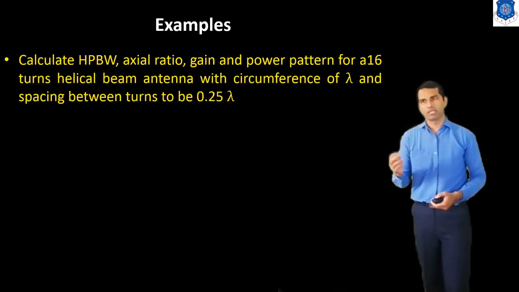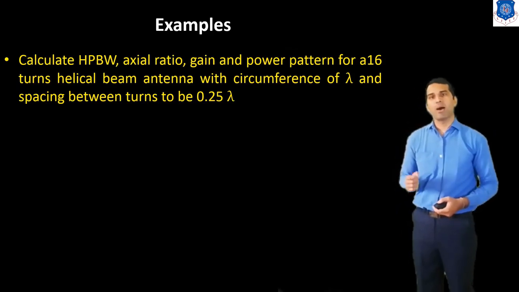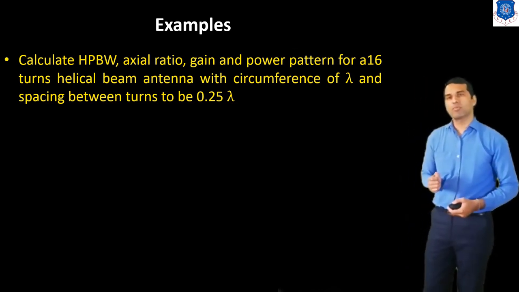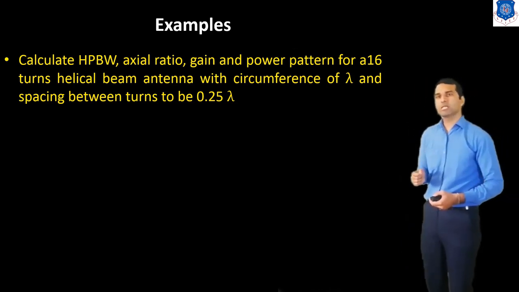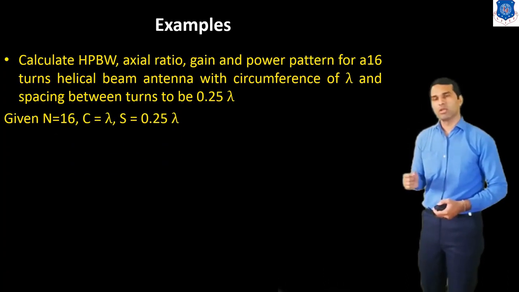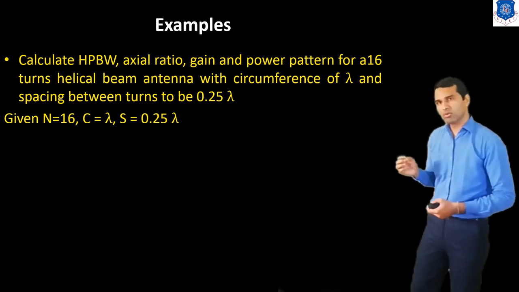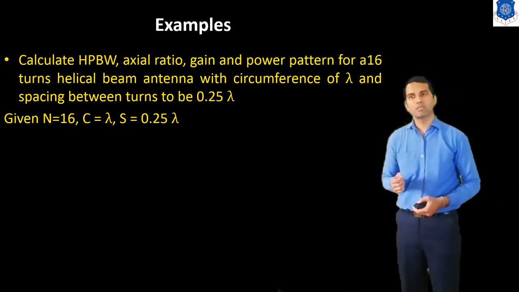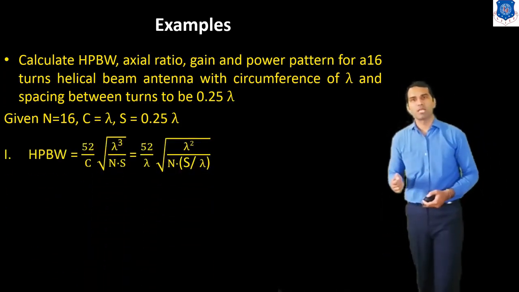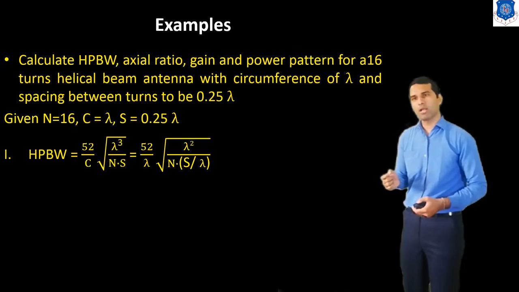Now we calculate the second example. Calculate the half power beamwidth, axial ratio, gain and power pattern for a 16-turn helical beam antenna with the circumference of lambda and the spacing between the turns to be 0.25 lambda. So here N, the number of turns, is equal to 16, the circumference is equal to 1 wavelength, that is nothing but lambda, and the spacing is given as 0.25 lambda. So we have the equation for the HPBW, that means half power beamwidth equals 52 by C, under root lambda cube upon N dot S.